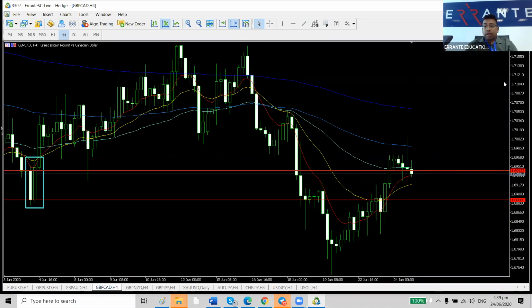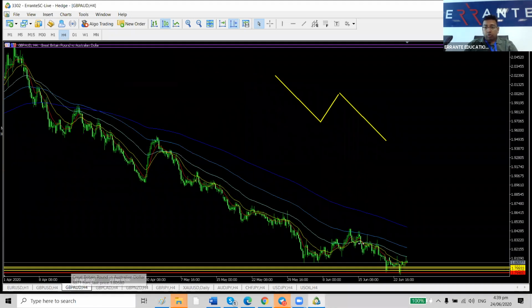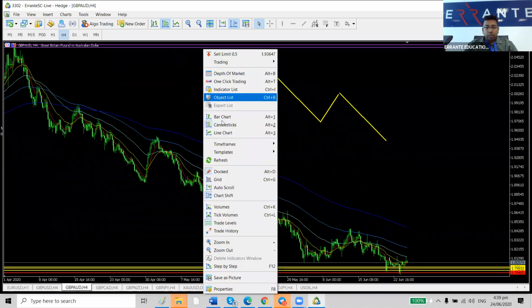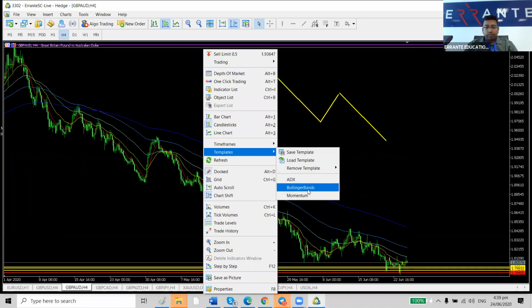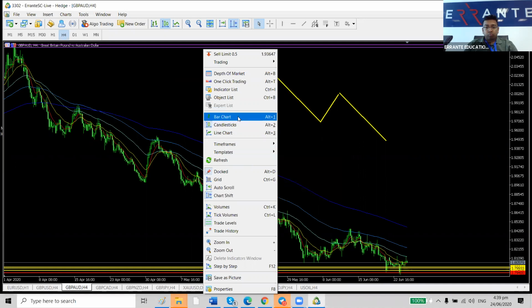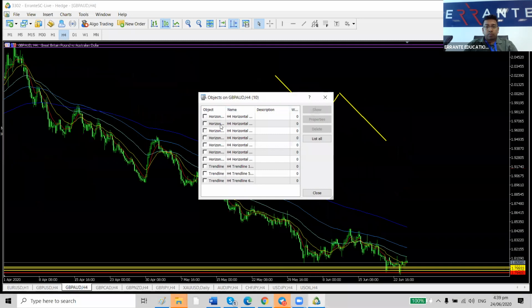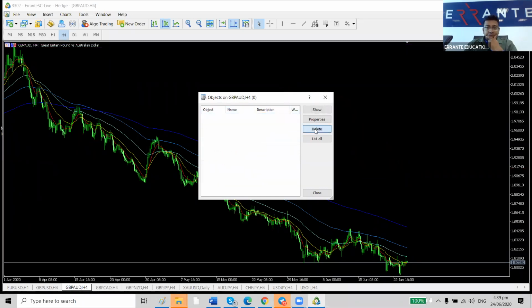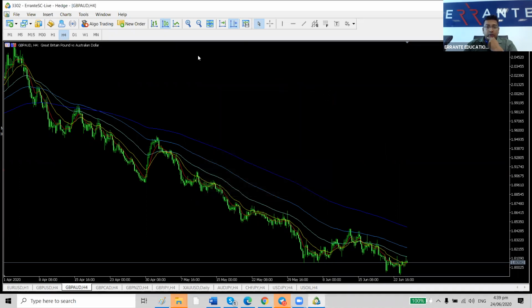As for GBP CAD, let's look at GBP AUD as well. We've seen GBP AUD earlier on. No, we have not. It was yesterday. Yeah. So yes, it's a good idea. GBP AUD. Okay.